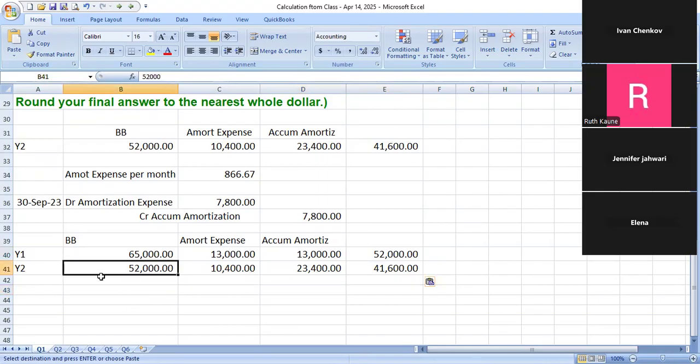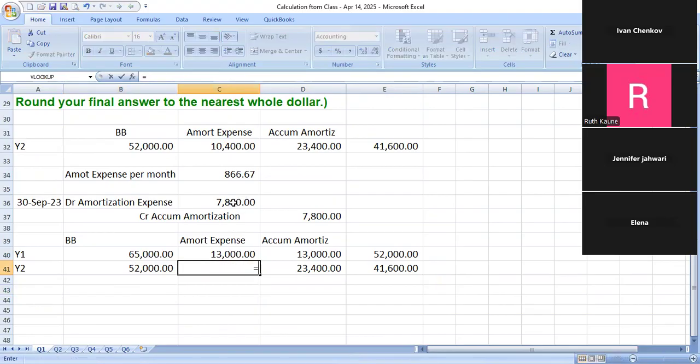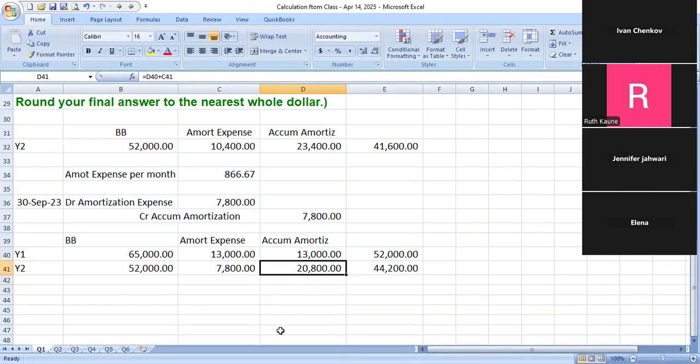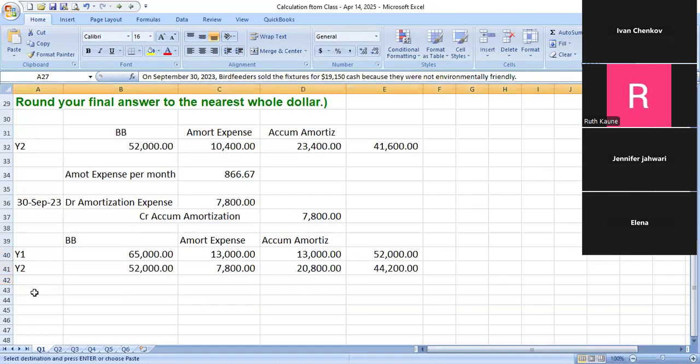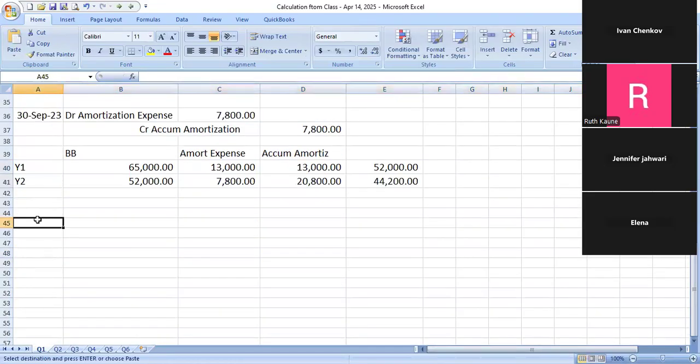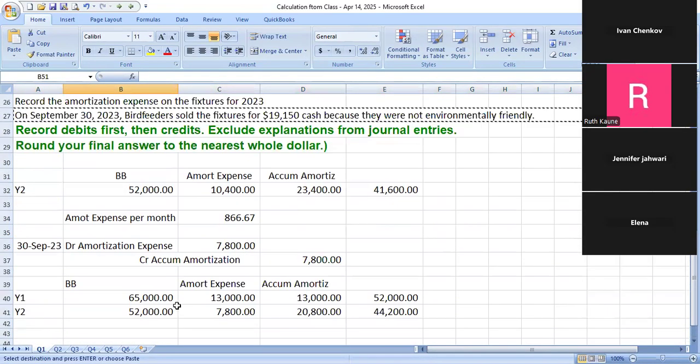Okay, second year, half of starting 52. Here my amortization expense is not 10,000 anymore, it's only 7,800. So how much is my accumulated amortization? 20,800. Make sense? So now I can do the journal entry to record the payments that I received. So let me see the requirements here.